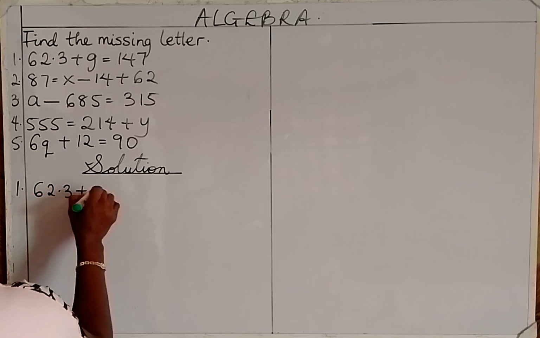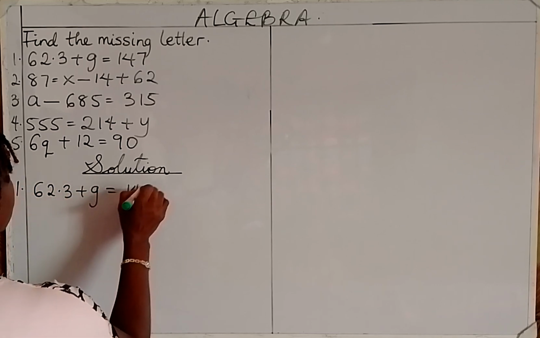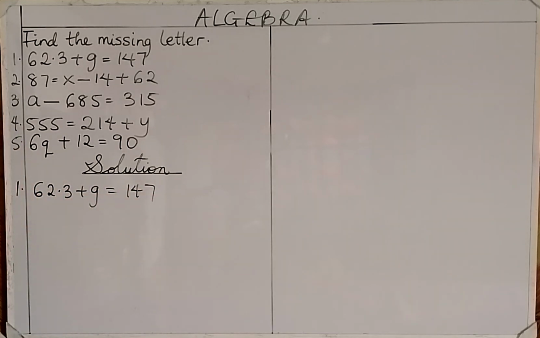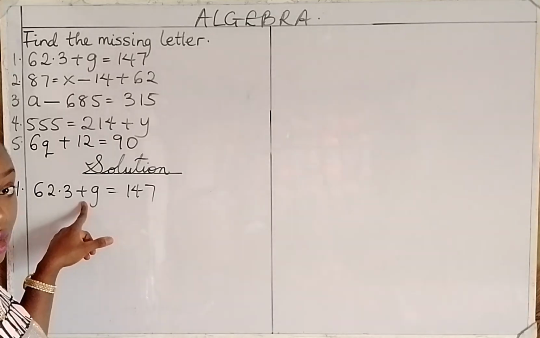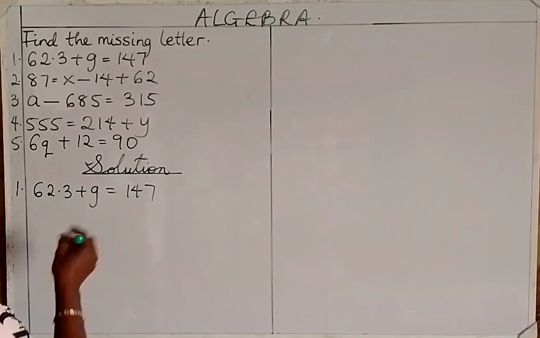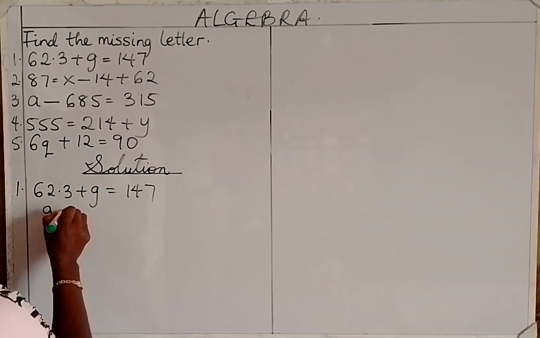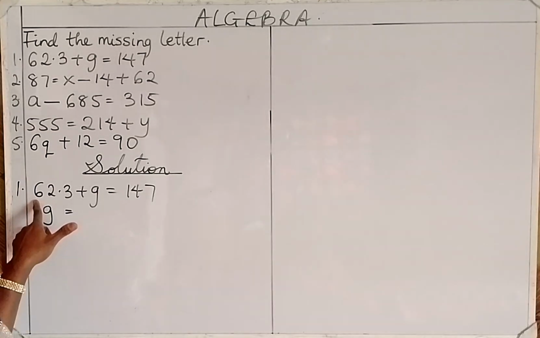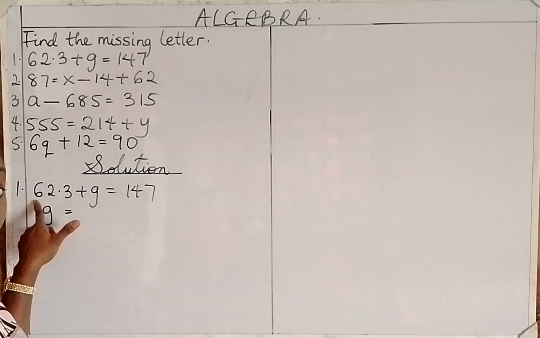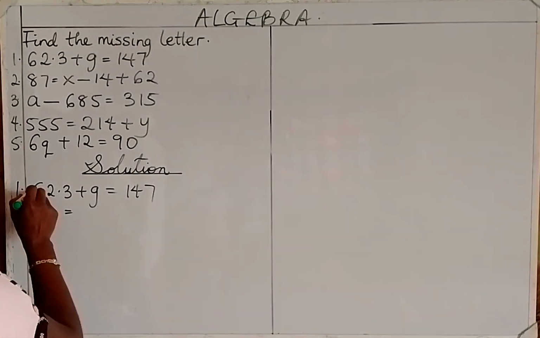Okay, now the first question says 62.3 plus g equals 147. Now, how do we get the value for g? Looking at the sign in front of g is a plus sign. So set g aside. G equal to, now there's an invisible sign in front of 62.3 that is not written, and that is a plus sign.